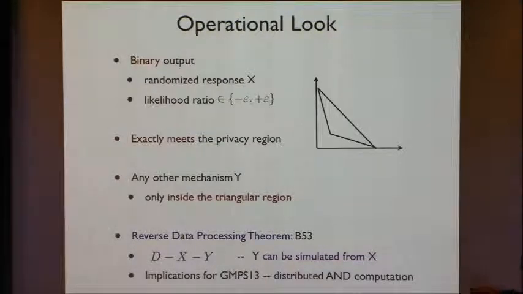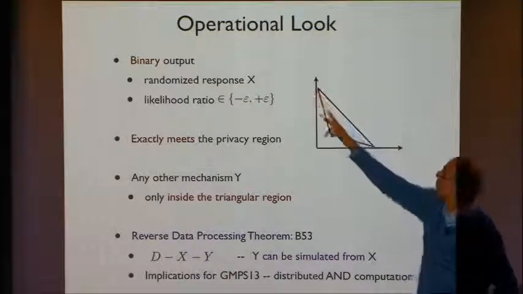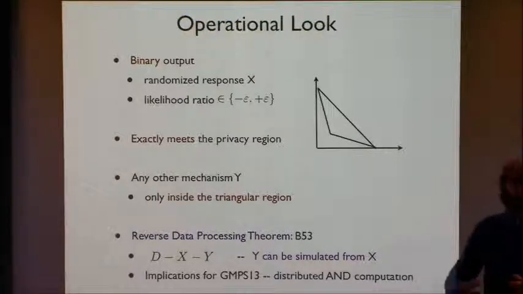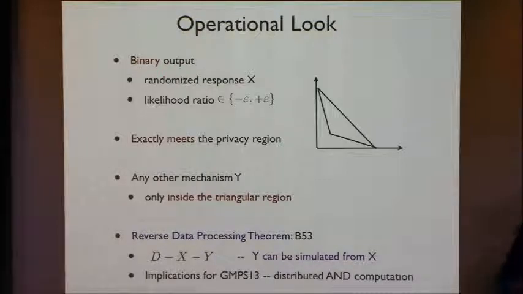So let me be precise. If you have any other mechanism with output y that is meeting epsilon-0 differential privacy, so it's inside this triangle region, there exists a Markov chain, so there is a way to simulate y from x. Or statistically, there's a joint distribution I can put on x and y such that the chain is a Markov chain.